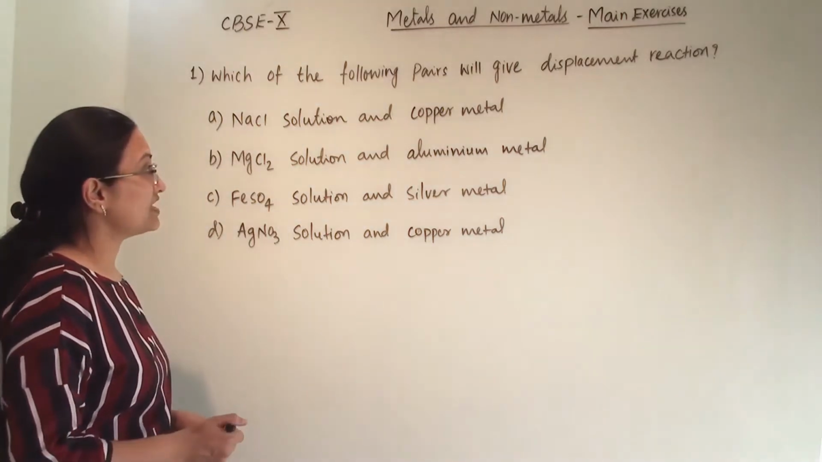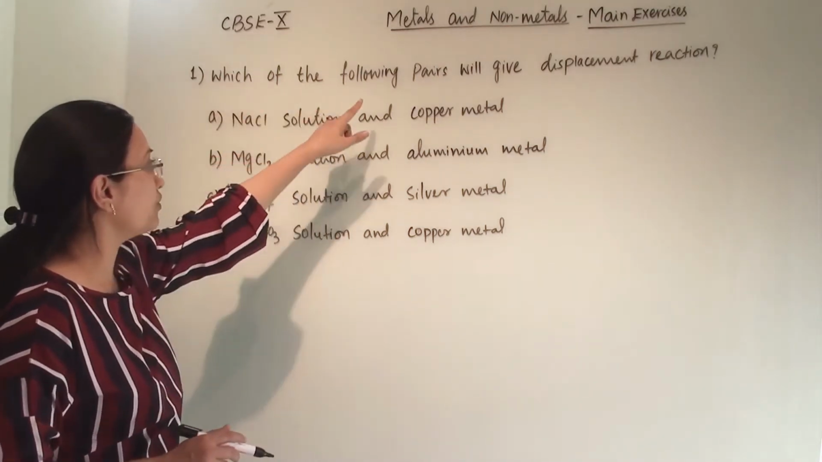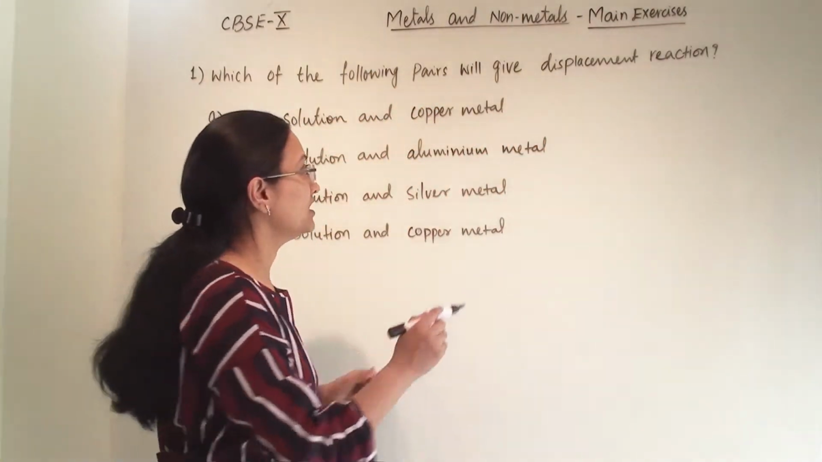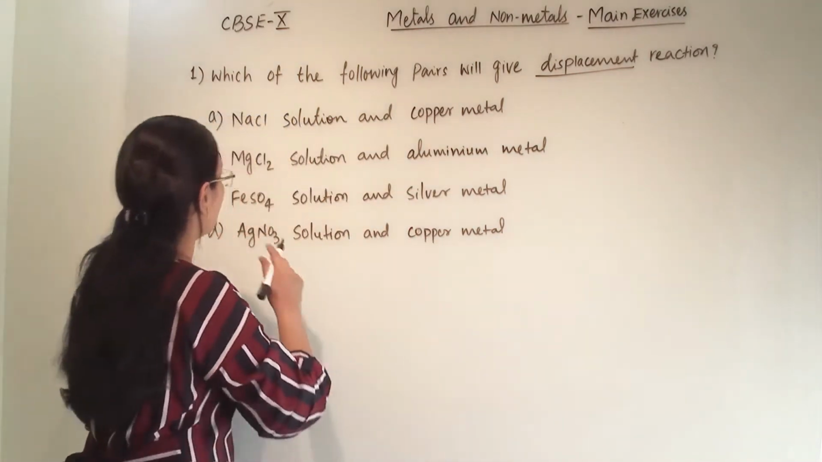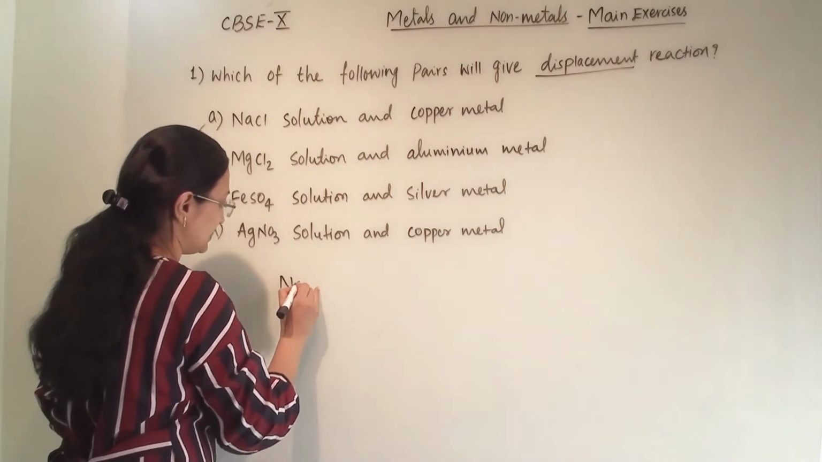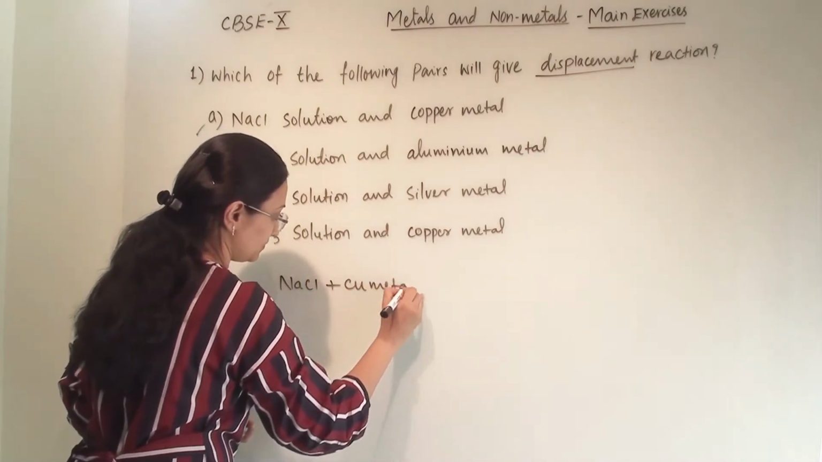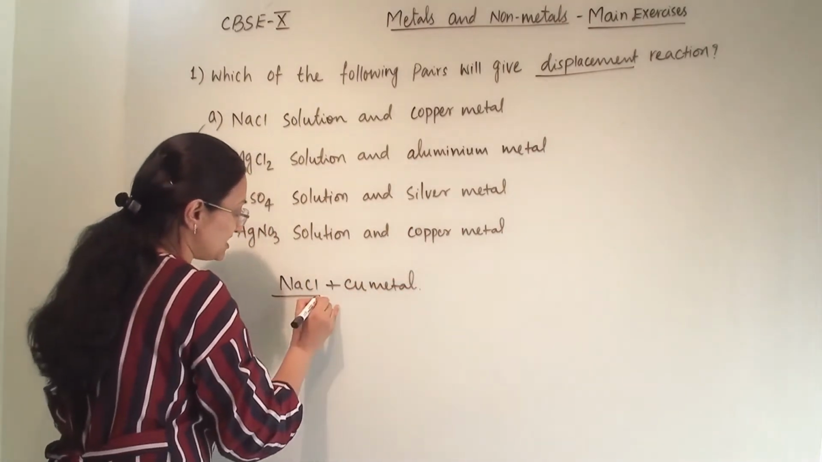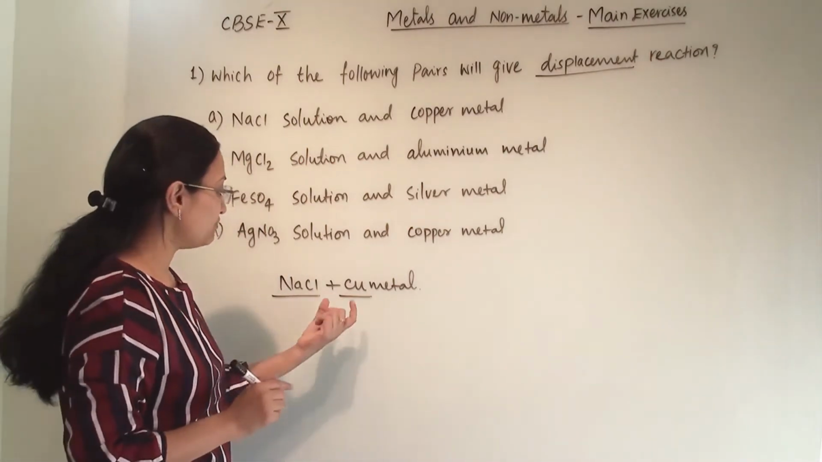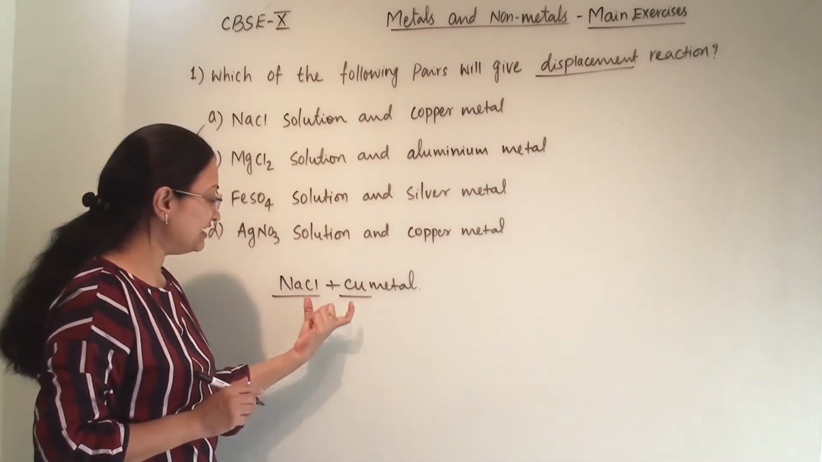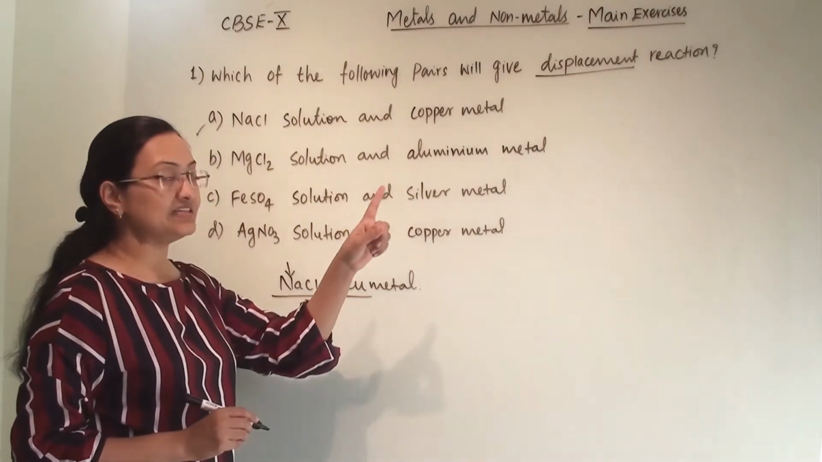So this is the main exercise from page number 56, and this is the first question. In that they have asked which of the following pairs will give a displacement reaction. Now what is a displacement reaction? When one compound is there, for example, let us take NaCl solution and copper metal. So with this compound and one element or one metal, we have to check the reaction. In that we have to check whether this metal will displace this metal or not. If it will displace, then it is a displacement reaction.